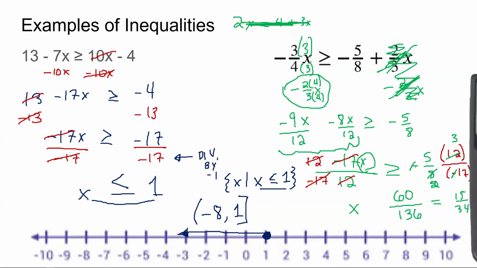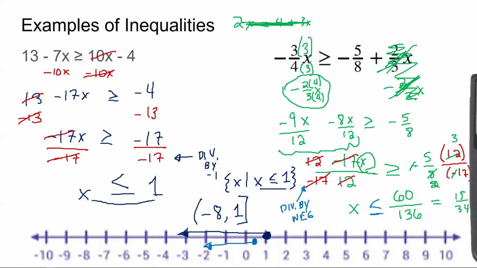Doesn't really matter. However, the point of today's thing is that right there, I did divide by a negative number. And that means I got to turn the alligator around and make him go that way. And 15/34 is a little bit less than half. So that's about here. It's less than or equal. So I am including that point, and I want everything that is less than that.